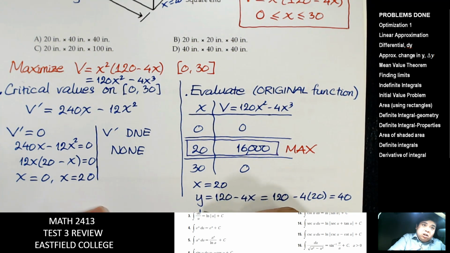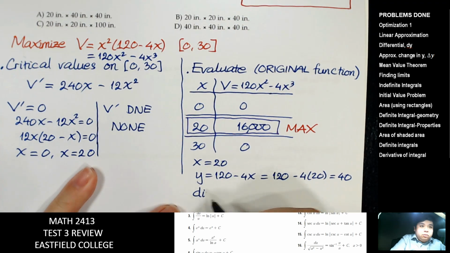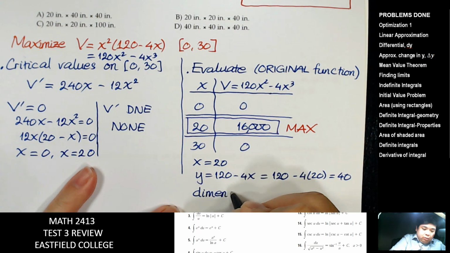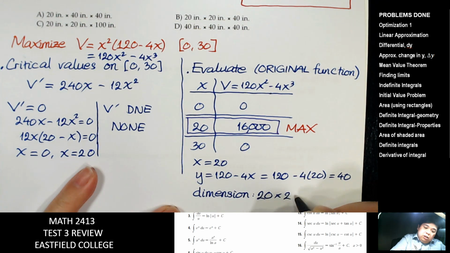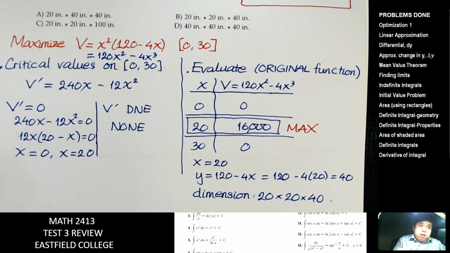So the dimension is 20 by 20 by 40, and of course the unit is inches and the volume is in cubic inches. So that is the first one.